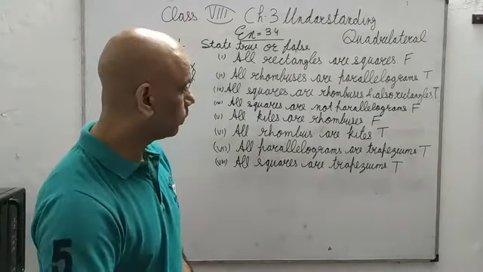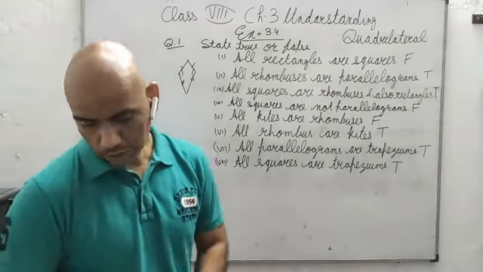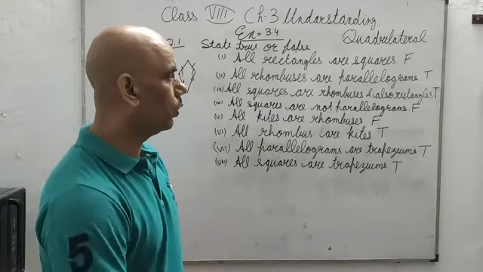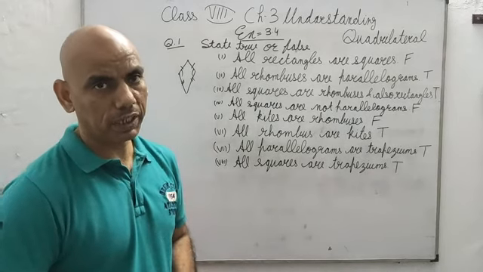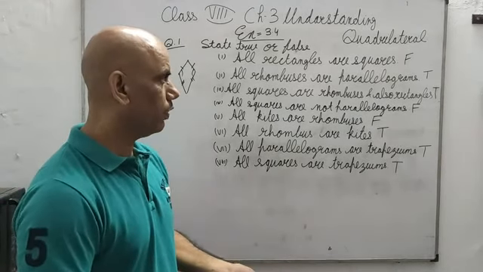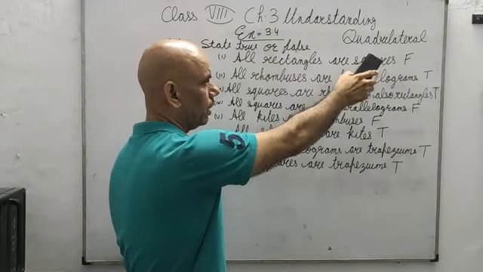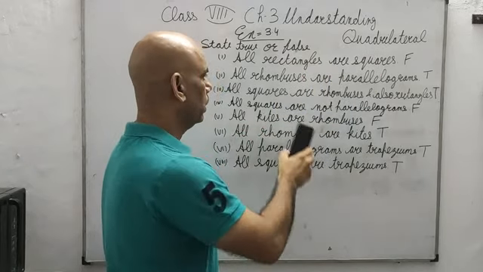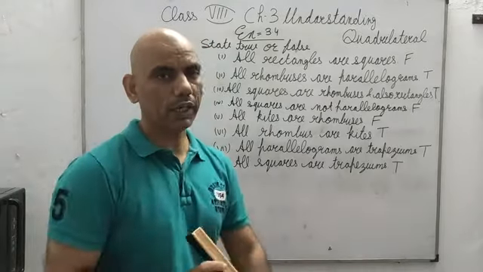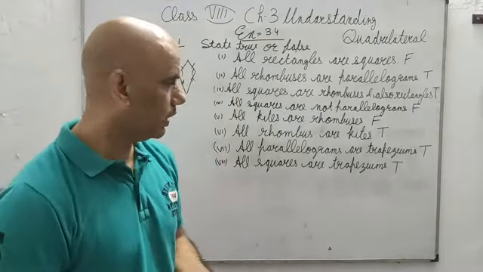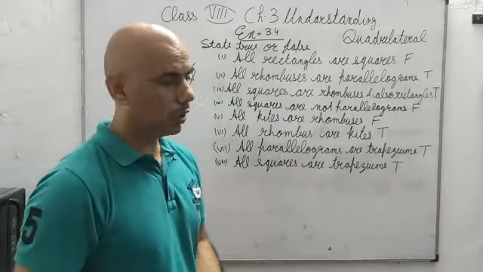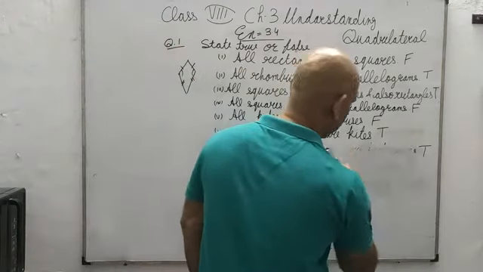Okay. So this way, this was question number 1 of exercise 3.4. I am very sure it must be clear in your mind. The only thing which you will have to take care of is: does a rectangle contain all the properties of a square? If yes, true. If no, false. Does a rhombus contain all the properties of a parallelogram? If yes, true. Otherwise, false. And so on. Okay? Let us see the next question.